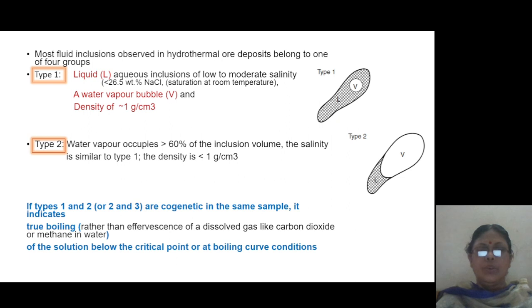And effervescence, we know, is when a gas like carbon dioxide or methane in water escapes from the water. Water is the main fluid, right? We know that.